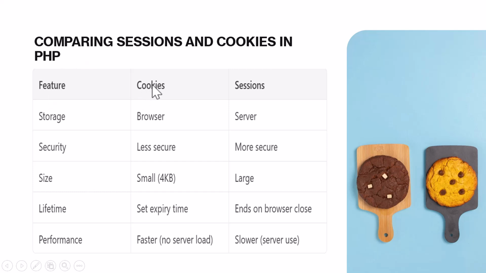So here we have feature, cookies, and session. For storage, cookies are stored on the browser, but sessions are stored on the server. For security, cookies are less secure and sessions are more secure. Then for size, cookies are very small, but sessions are large. Then for lifetime, for cookies you can set expiry time, but a session ends on browser close. For performance, cookies are very fast with no server load, but sessions are slower.